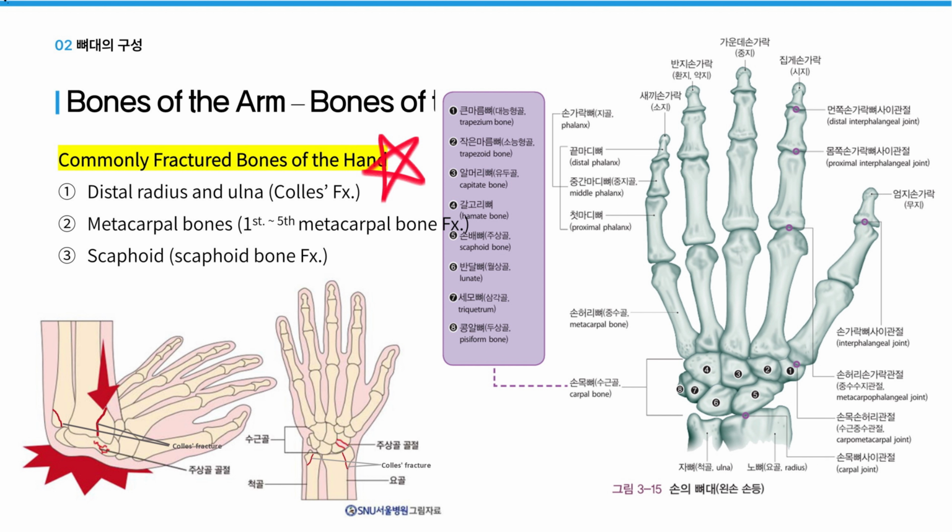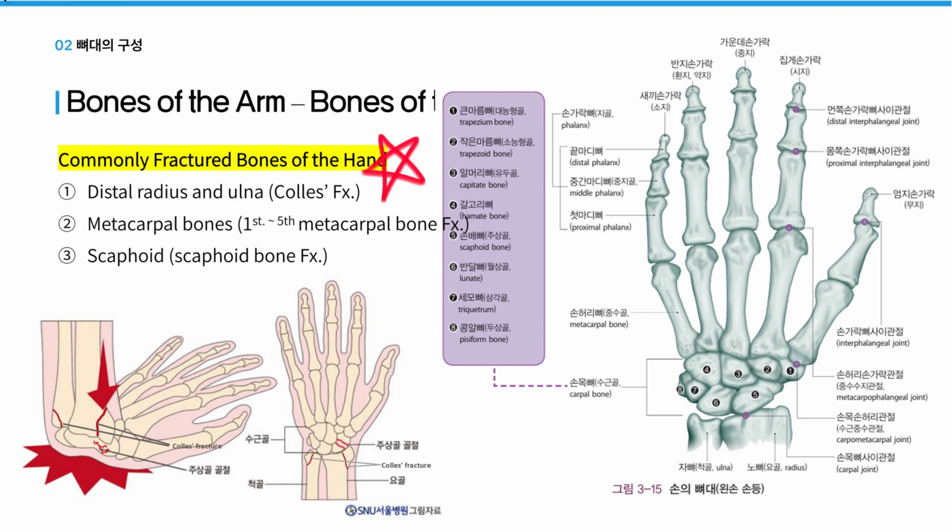This is Colles' fracture, one of the most common fractures we see, especially in older adults with osteoporosis who fall onto an outstretched hand. Second, the metacarpal bones, first through fifth. These often fracture from a direct blow, like punching something.